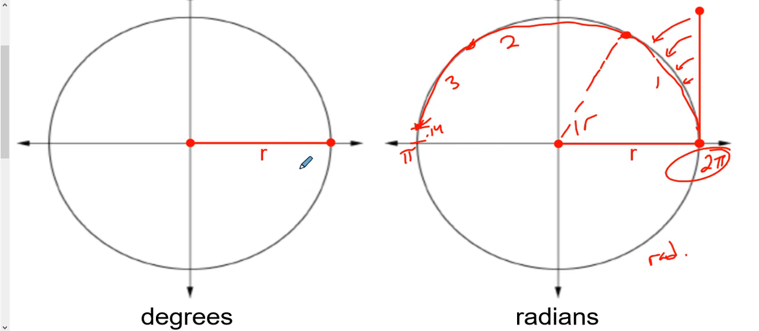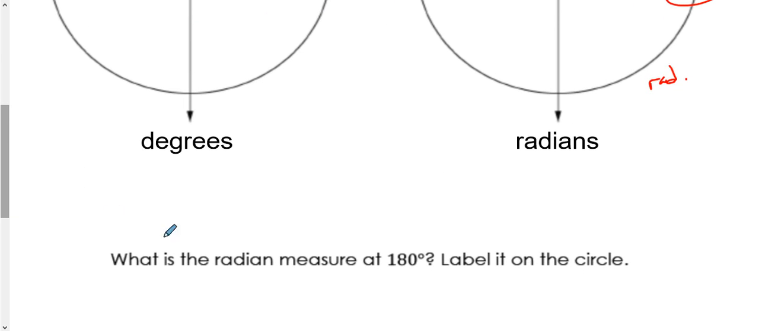Now, luckily for us, when you're using a calculator to do certain measures, they have radian modes on calculators. So that kind of helps us out as well, and degree modes on calculators. So we'll talk about that in a little bit. But first it says, what is the radian measure at 180 degrees?